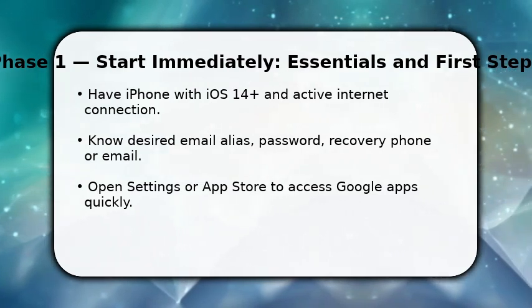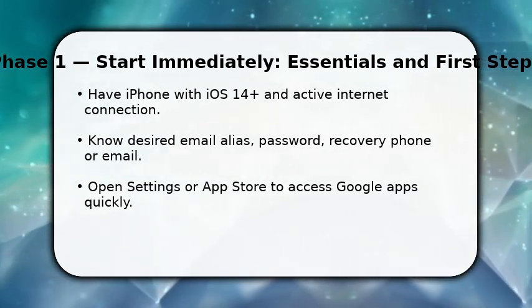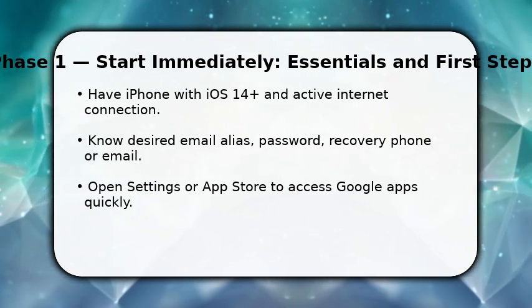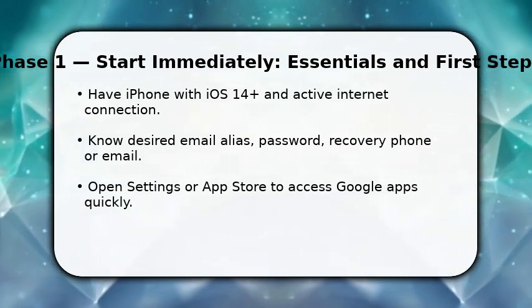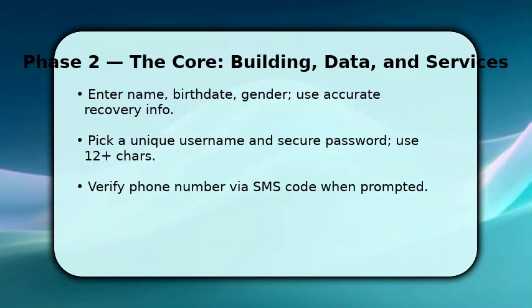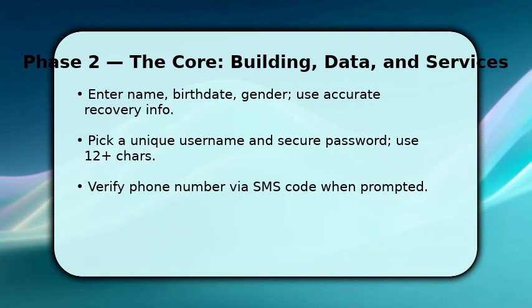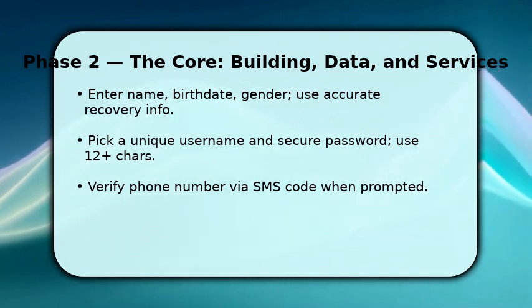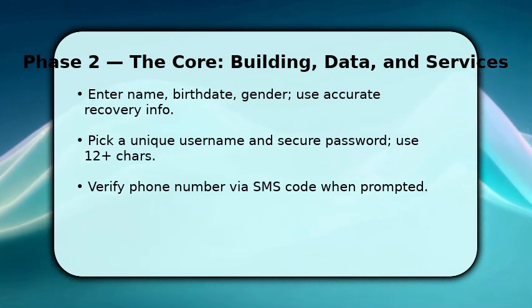You'll enter name, birth date, and gender, so have that info ready. Now complete the detailed form. Type your name, birth date, and gender because Google uses this for account recovery and age checks. When choosing a username, try variations if your preferred name is taken. Once chosen, create a password of at least 12 characters for security.